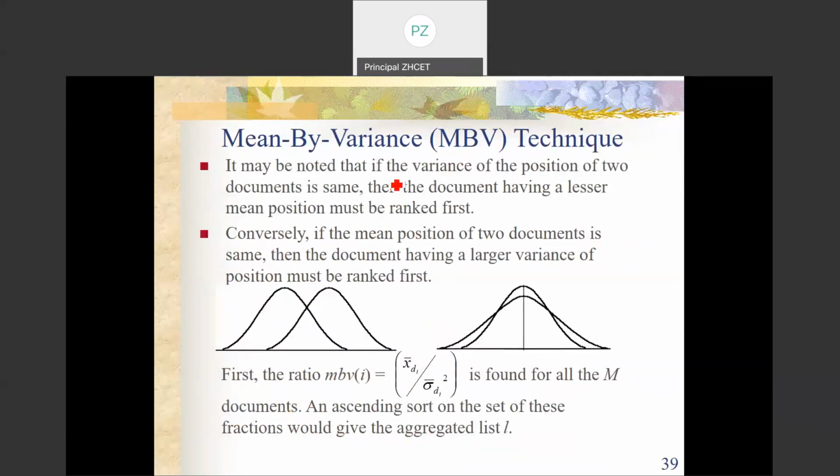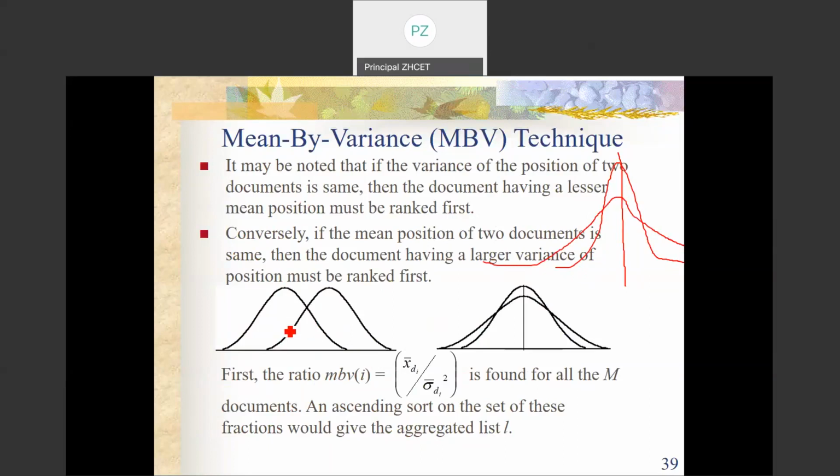It may be noted that if the variance of the position of two documents is the same, then the document having a lesser mean position must be ranked first. We all know about membership, Gaussian membership. You see, the peak occurs at the mean position. We all know that. And the spread is based on the variance. Higher the variance, more the spread. Right? And lesser the variance, lesser the spread. Right? So I'm just making use of that.